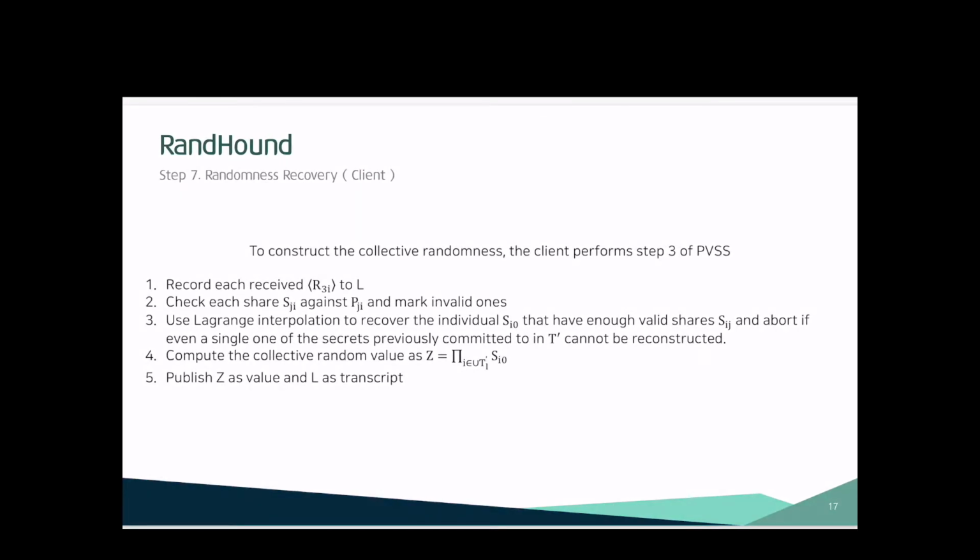Also record all received messages. Check each share SJI against PJI and mark invalid ones. After all messages are received, use Lagrange interpolation to recover S. Of course, we can't regenerate without enough threshold gathering. Create all of Si0 and then use these values to create the collective random value Z. And then publish the result Z and the recorded L as a transcript.